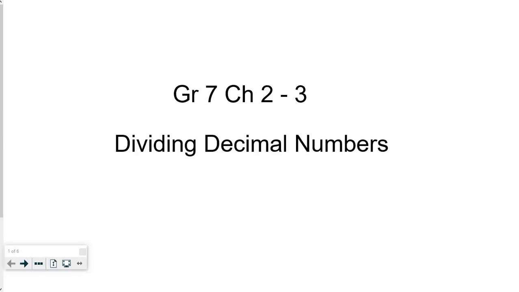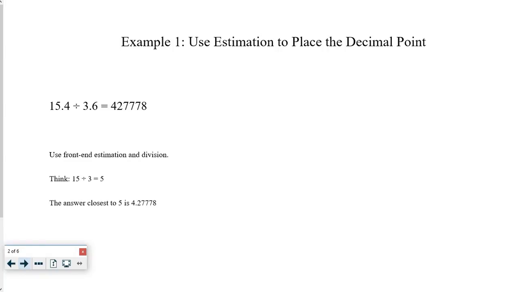This is grade 7, chapter 2, part 3, dividing decimal numbers. So when we go to the very first part, the example is 15.4 divided by 3.6 equals 427778. So that can't be right. So we need to put a decimal in there.